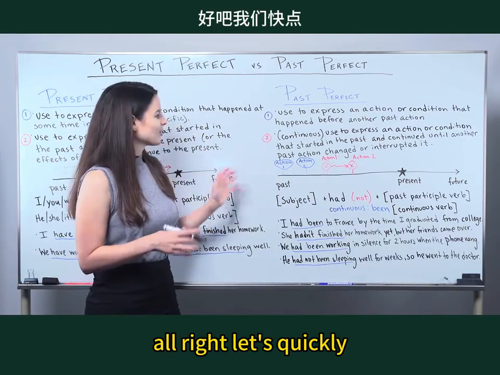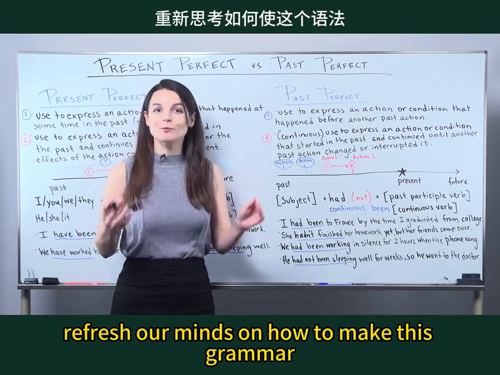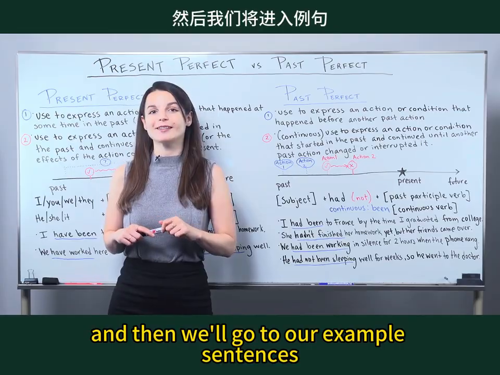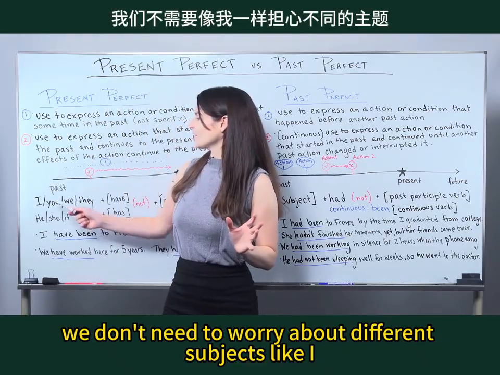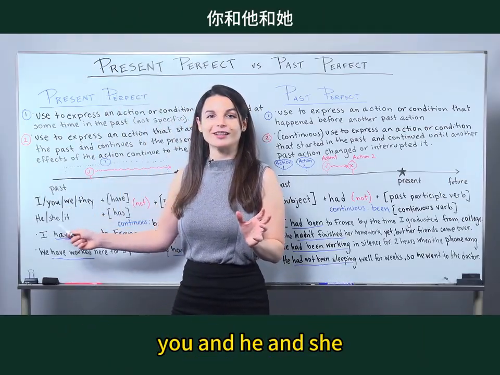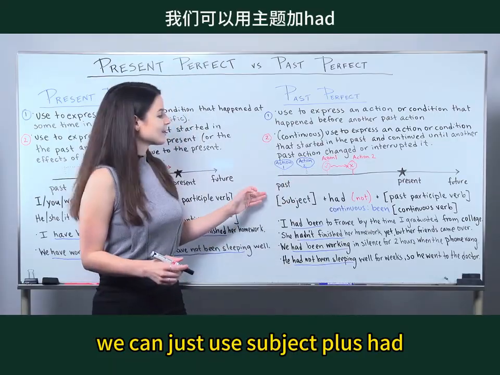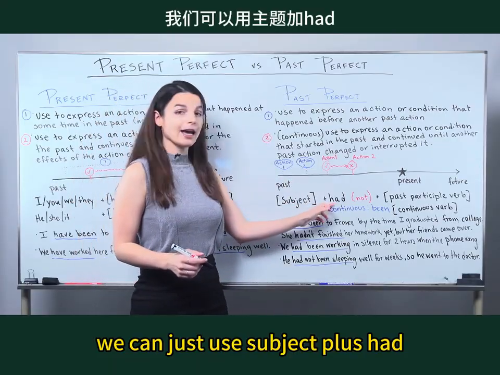All right, let's quickly refresh our minds on how to make this grammar, and then we'll go to our example sentences. With this grammar, we don't need to worry about different subjects like I, you, he, and she. We can just use subject plus had.